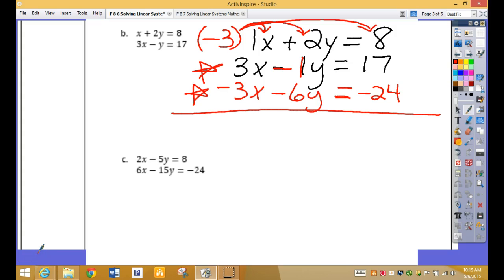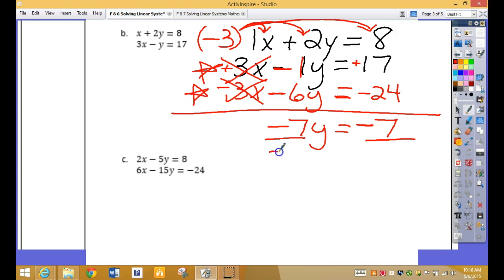For those of you that still need some steps on this. Now we're looking at these two equations, my +3x, my -3x. Those cancel. Now I have a -1y and a -6y. What is that? Fight or unite? It unites. We get a -7y equals +17, -24. Fight or unite? Fight. Who wins? 24, -24 by 7. When you subtract them, divide both sides by a -7.